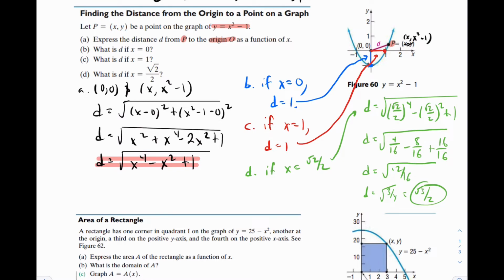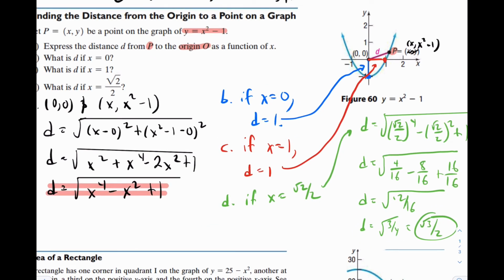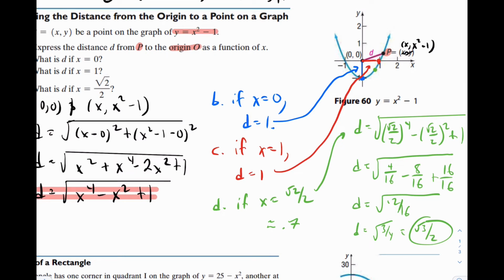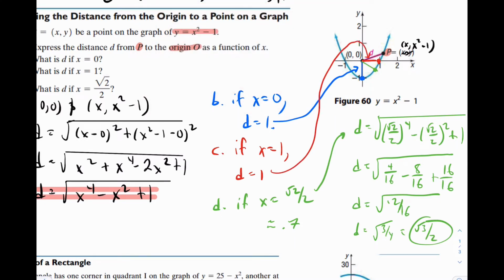So this is a little more complicated. So if x is root 2 over 2, that point would be, so root 2 over 2, that's approximately 0.7. So that would be somewhere over here. So we just found that this distance right here, this green line, and I'll get rid of this red line, make that nicer. That green line is going to be root 3 over 2, right there.